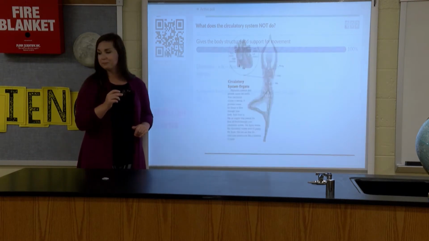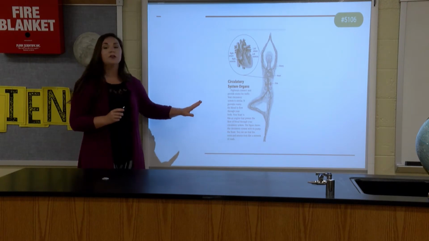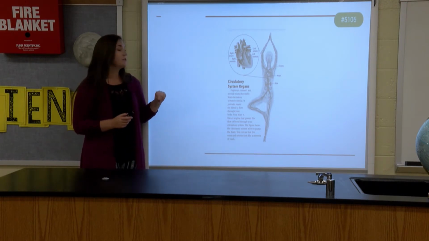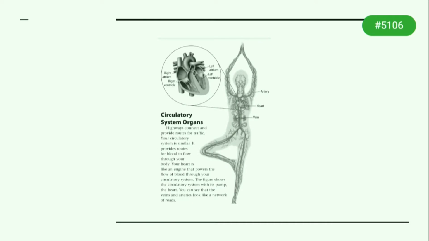So good job. All right, we've already talked about how your organs in your circulatory system are like a highway taking things to where they need to go in your body. But I do want you to get a good look at the heart. The picture of this heart is showing you that you have 4 different areas, and we like to call these chambers.